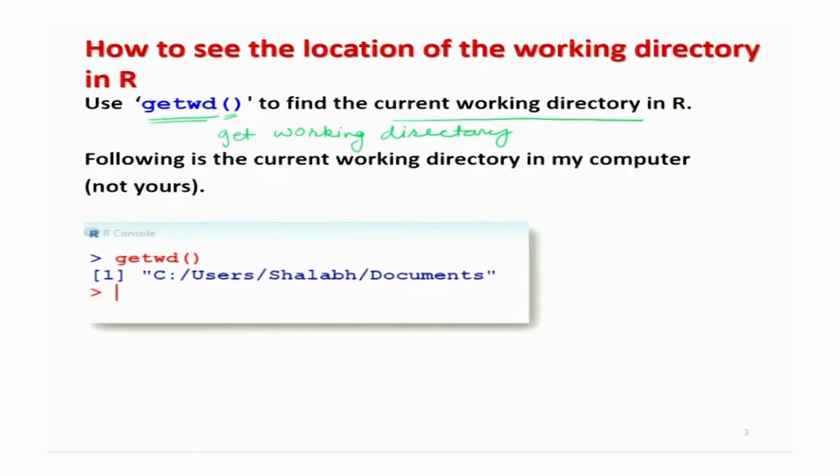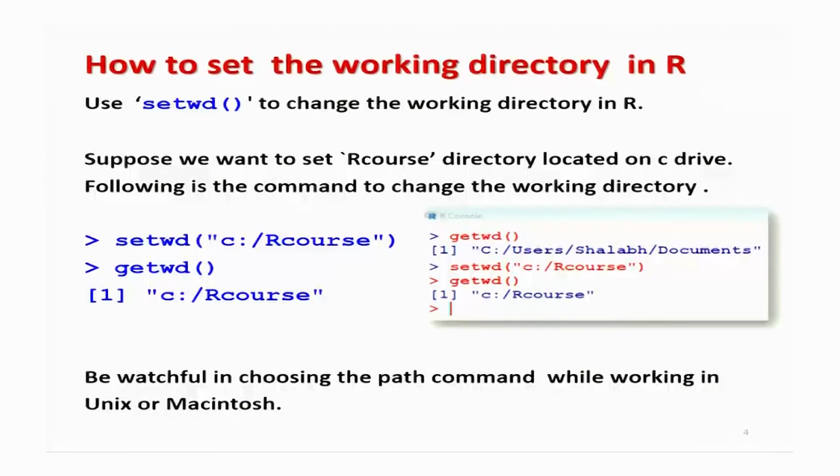So in case you try to execute this command on the R console, for example, if I write here getwd, then I get this outcome. This outcome is going to be different when you are trying to execute it on your computer, because this is the location in my computer, in my laptop. You can see here the location is c:\users/shalom/documents, etc.